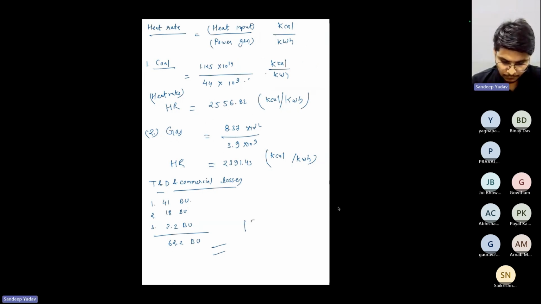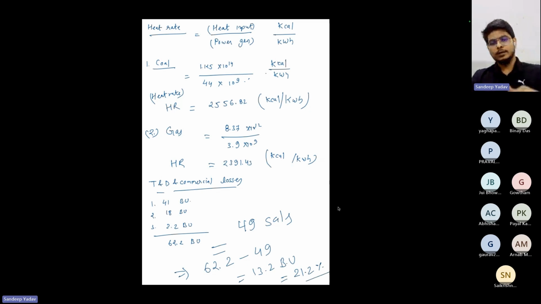49 we are able to sell. So losses will be 62.2 minus 49. That would be precisely 13.2 billion units. So if you want to calculate the percentage, that will be 21.2% of units being lost in the transportation and the distribution.